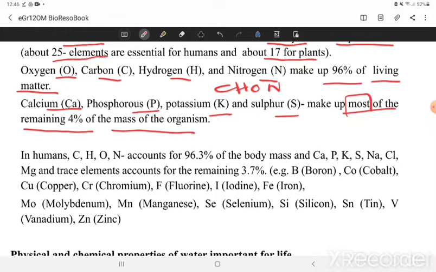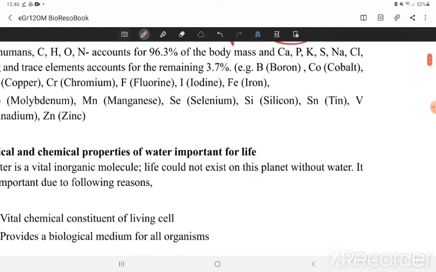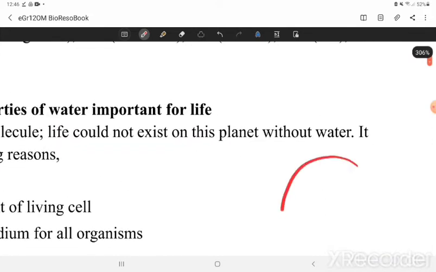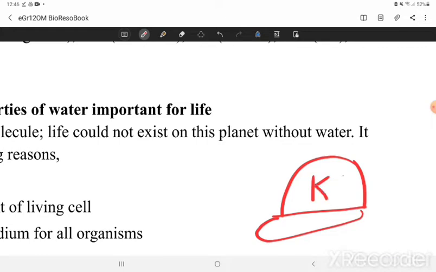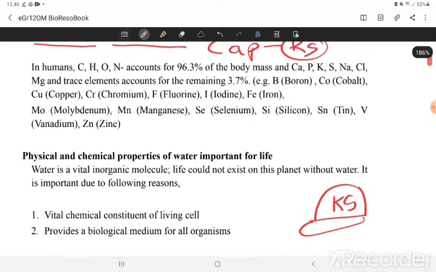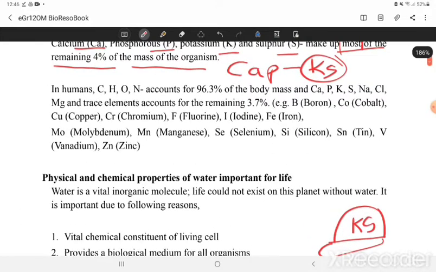We can remember that as CaPKS, a cap case. A cap, right? You are wearing a cap, and in that cap it's imprinted KS. Cap case. These are tricks to remember. A cap case makes up most of the remaining 4%, not the whole remaining 4%, but most of the remaining 4% of the mass of the organism.